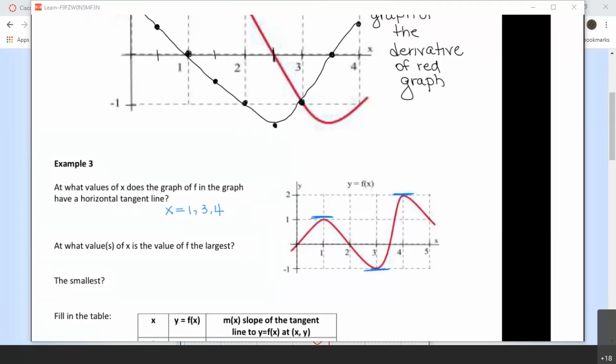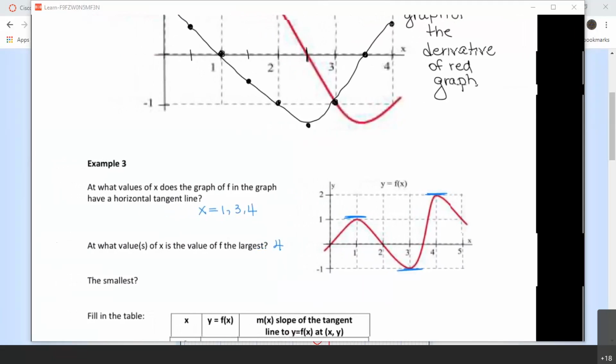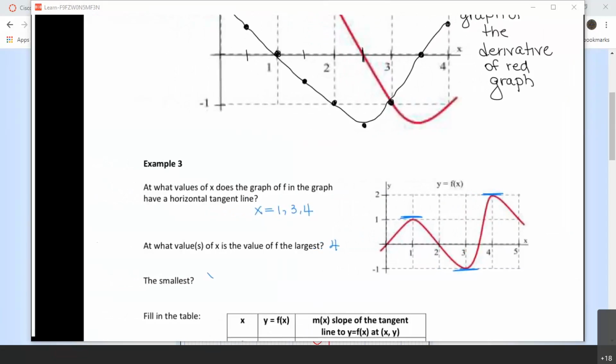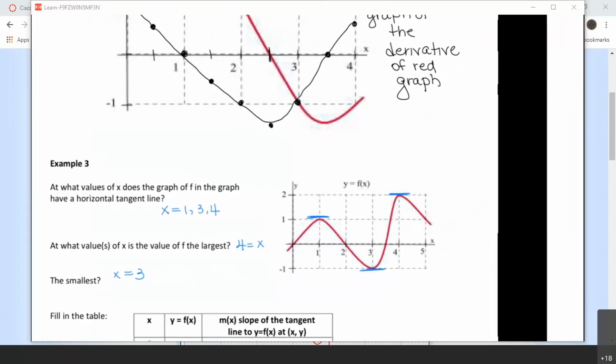Yep, 4. Okay, and how about the smallest? Yeah, okay, that would be at x equals 3. Okay, and again, the same idea.